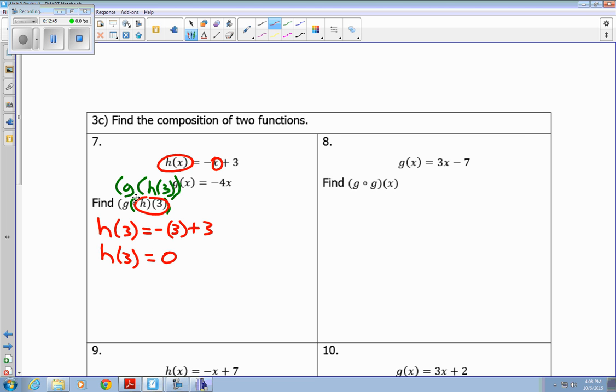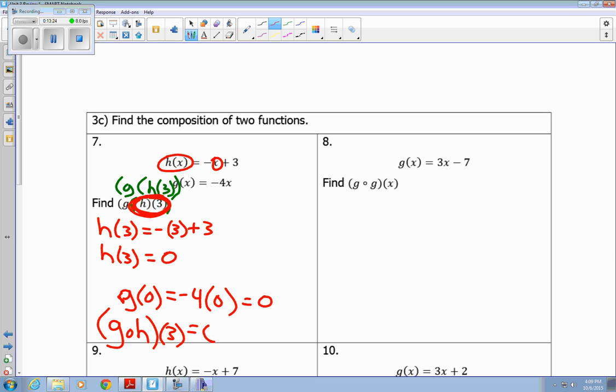So I'm going to rewrite this as g of h of 3 is g of 0. So g of 0, and what does that mean? Well, when we look at g of x, x is now 0, so it's -4 times 0. So, after it's all said and done, -4 times 0 is 0, so g of h of 3 is 0.